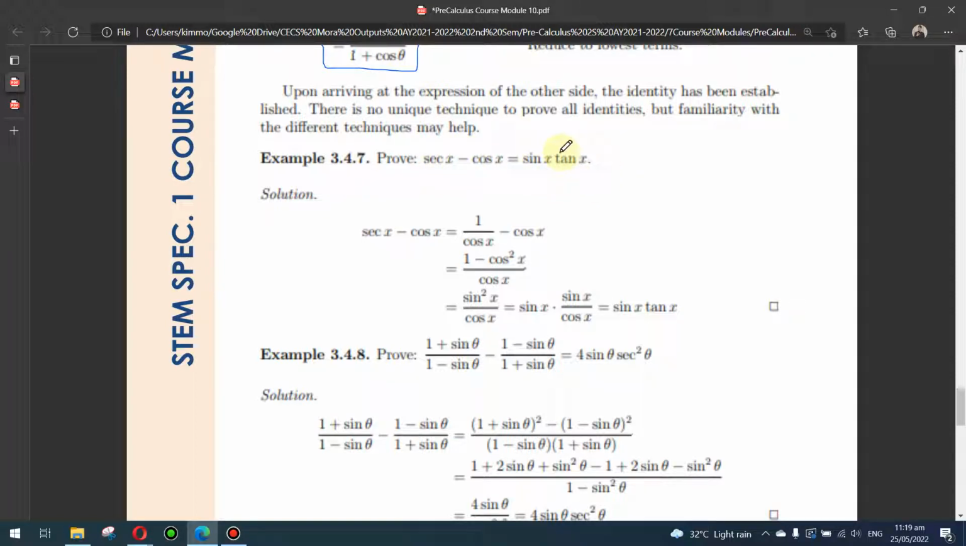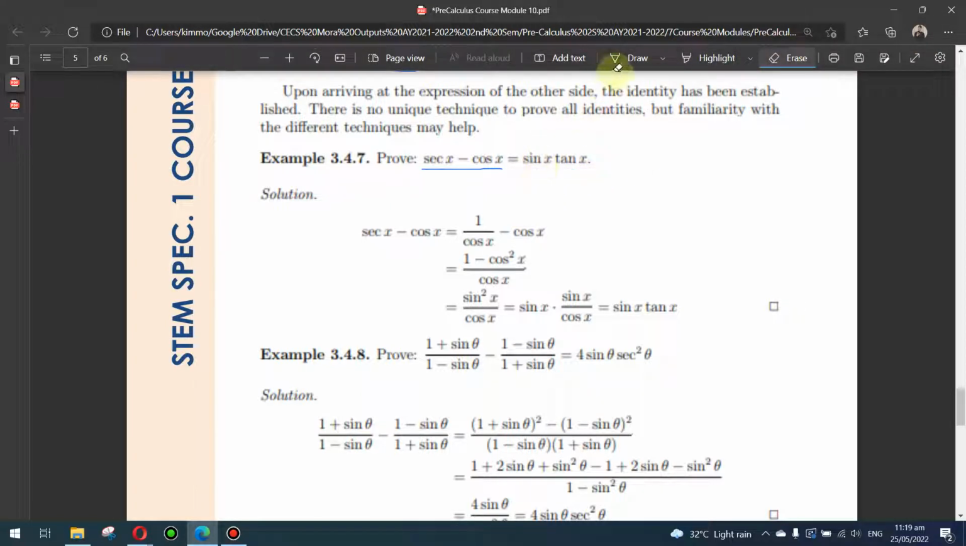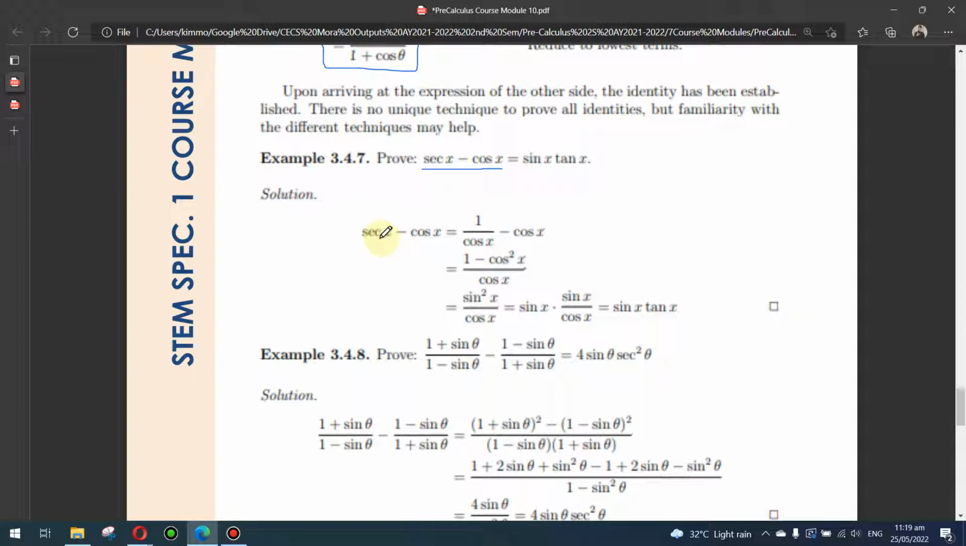In this case, start with the more complicated side. You choose. It is not always the left side that you manipulate; you can also manipulate the right side. It happened that the more complicated side of the equation is the left side. So, we have secant x minus cosine x. We manipulate this to arrive at the other side, to prove that they are equal. So how? In our secant x, we can use the reciprocal identity, and that is equal to 1 over cosine x minus cosine x.